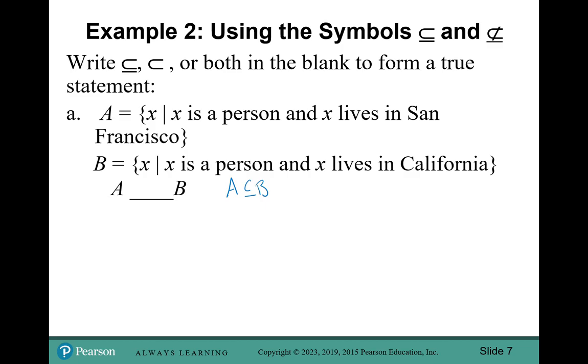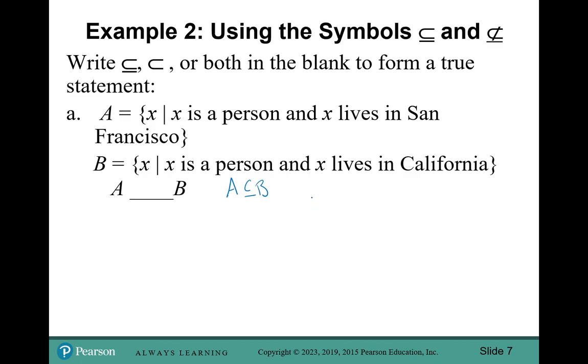Because we don't want them to be equal. A should be a smaller set of set B. And if we think about it, San Francisco is not the only place in California. So you could have somebody that lives in California but doesn't live in San Francisco. But you cannot have somebody that lives in San Francisco but doesn't live in California.